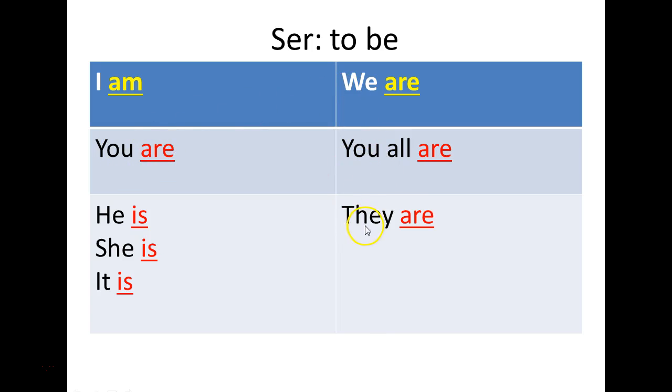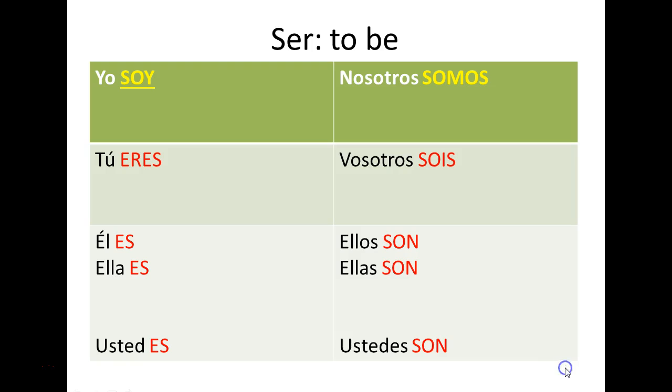But in Spanish, this is going to be different. In Spanish, there will be a different spelling for this box, this box, this box, and all three of these boxes. In Spanish, this is what the verb ser translates into. Yo soy, which is I am. Tú eres, which is you are. Él es, so that is, he is, she is.